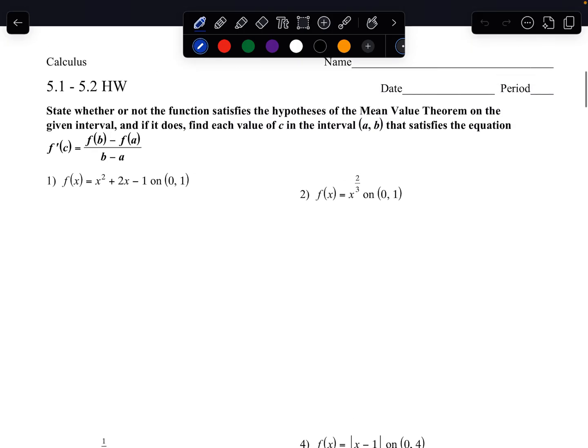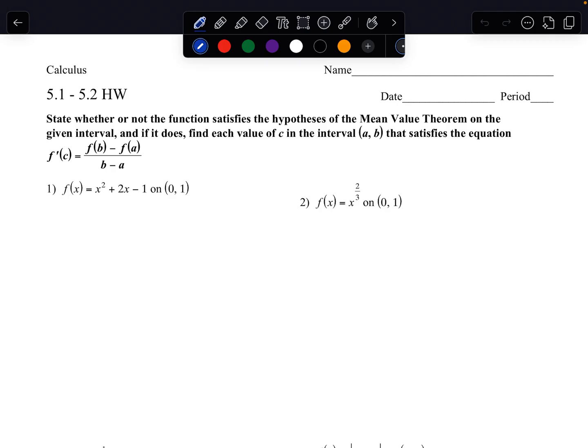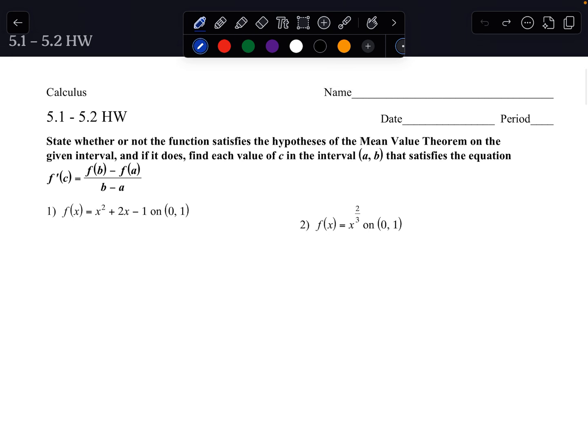So, alright, 5.1 through 5.2, we're talking about... I can't remember what we're talking about. Mean value theorem and extreme value theorem. That's what we're talking about. So, state whether or not the function satisfies the hypothesis of the mean value theorem. So, meaning the conditions. The conditions are that it's continuous and differentiable on a closed interval. And if it does, find each value of c in the interval from a to b that satisfies this equation.